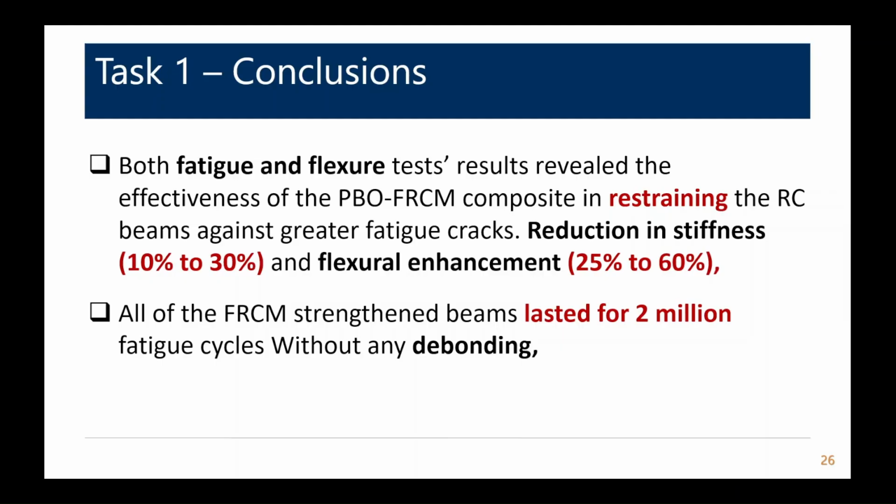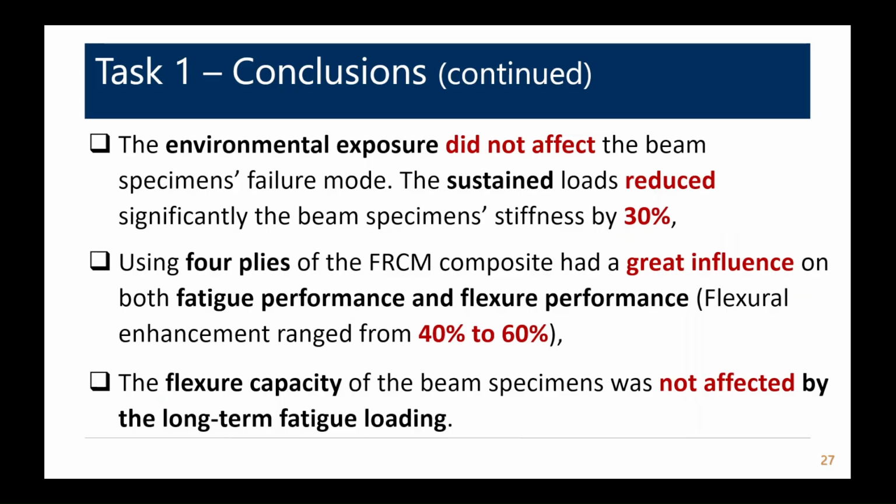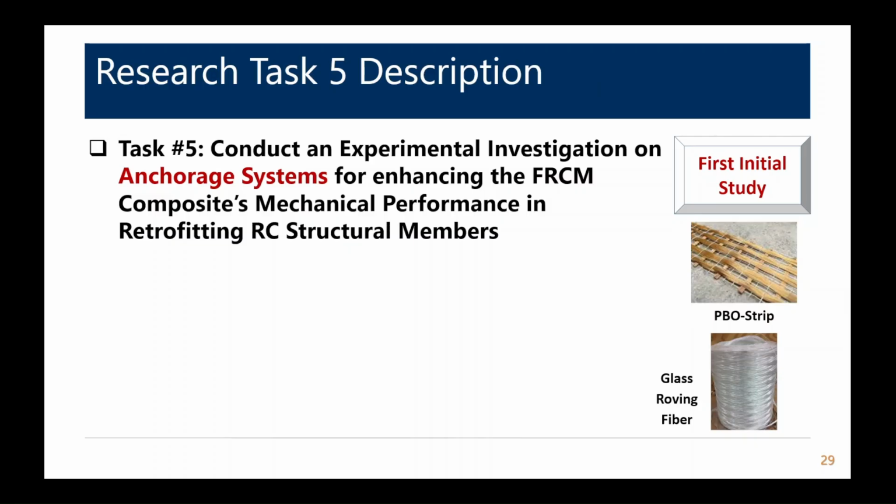So what we see here again is a little bit of reduction in stiffness, then it stabilizes, and we saw flexural enhancements in all of those. They were all good for 2 million cycles. The environmental exposure did not affect the beam's failure mode, and the sustained loads in the environmental chamber did reduce the stiffness a little bit. With 4 plies, of course, you didn't get 4 times the capacity as we discussed, so it's not necessarily a direct correlation. Now with anchorage, I just want to point out the importance of anchorage.